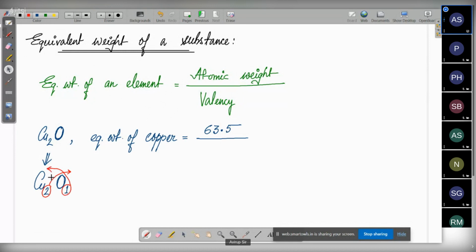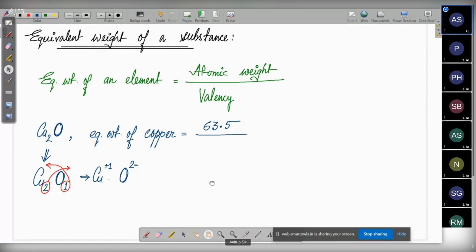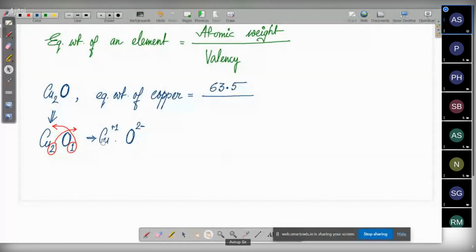So copper is getting 1. So you are getting Cu plus 1 and O2 minus. Okay. Is this valency calculation clear to everyone? We have done this in lower classes of 8 and 9 where you have to do it diagonally. So write the formula and diagonally cross multiply this.